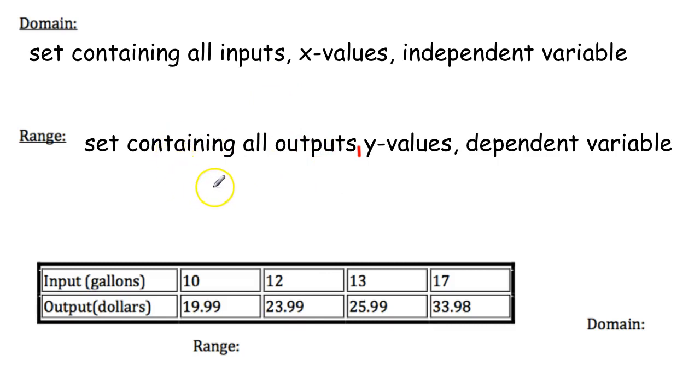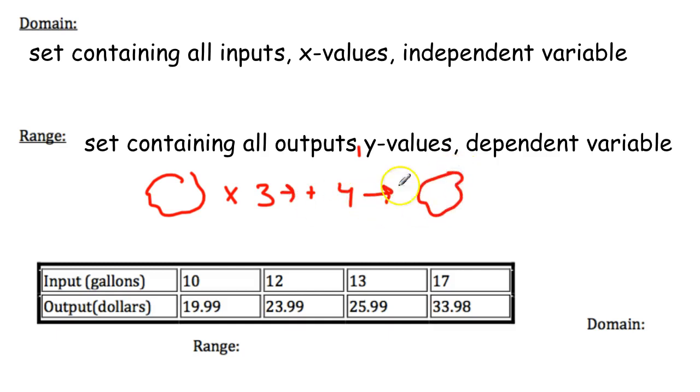An example, let's see, I take a number, if I multiply it by 3 and then I add 4 to it, so whatever I put in, that's my domain. Alright, whatever I get out, I do these things to it, that's going to be my range. The input, the output. The domain, the range. The x value, the y value. Here's an example down here.